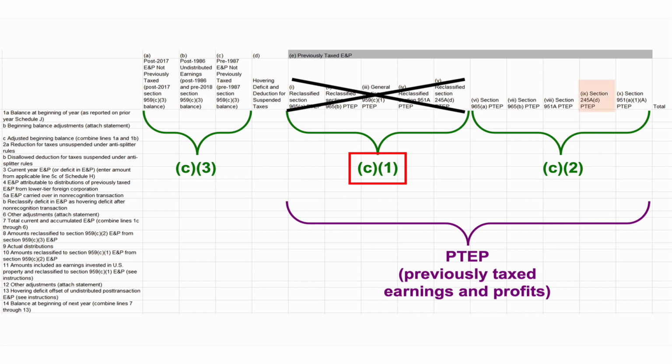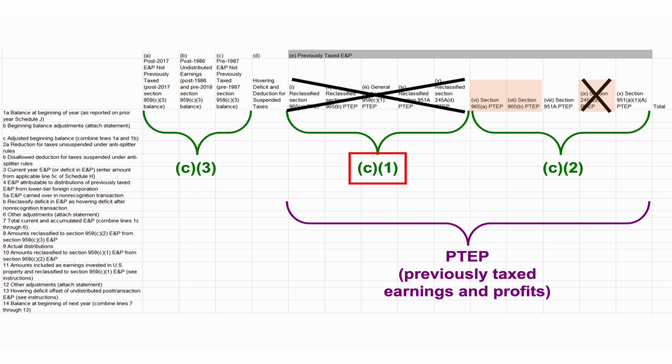Column E9 tracks PTEP created under Section 245A(e)(2)(D). This type of PTEP is created when a CFC is owned by a domestic corporation and the CFC receives certain hybrid dividends from another CFC. Here we are going to assume that the CFC received no hybrid dividends. This means that we can ignore column E9.